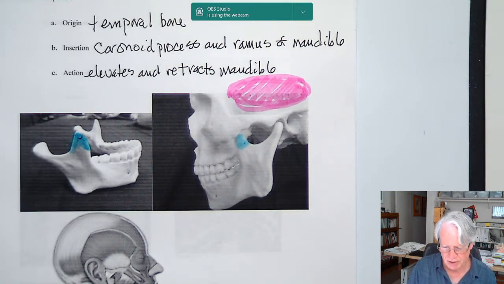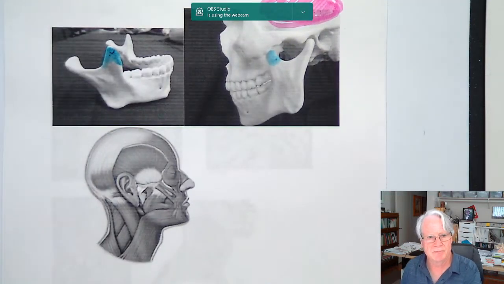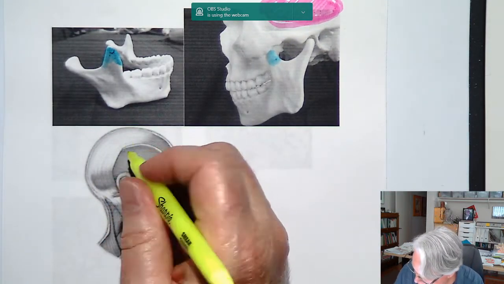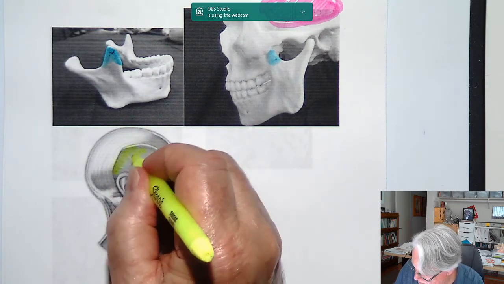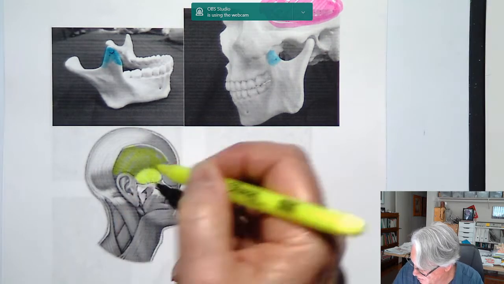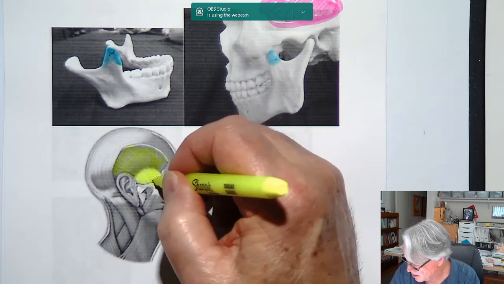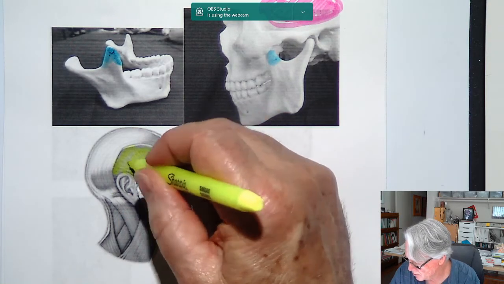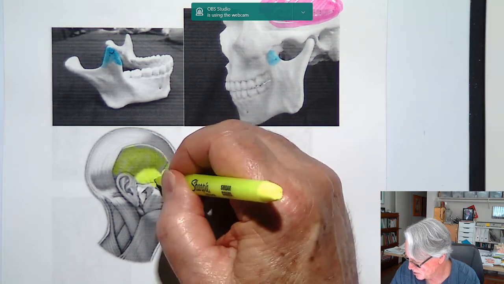And that's our temporalis muscle, and in the image, this is the temporalis muscle, all of this. And the insertion of this muscle is hidden by the masseter muscle.